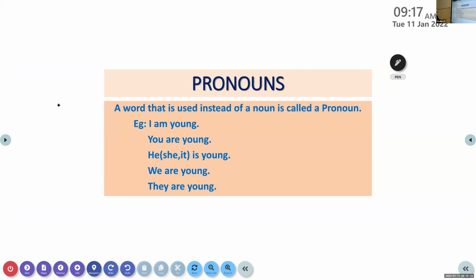So as I said, first person, second person, third person. Now these pronouns are also divided into singular pronoun and plural pronoun. Singular will be when you talk about only one person: I, myself, me. Plural: we, ourselves. So what are the first person pronouns?